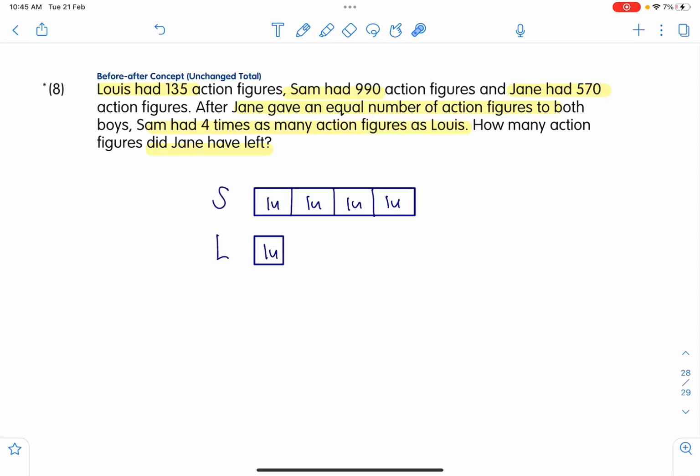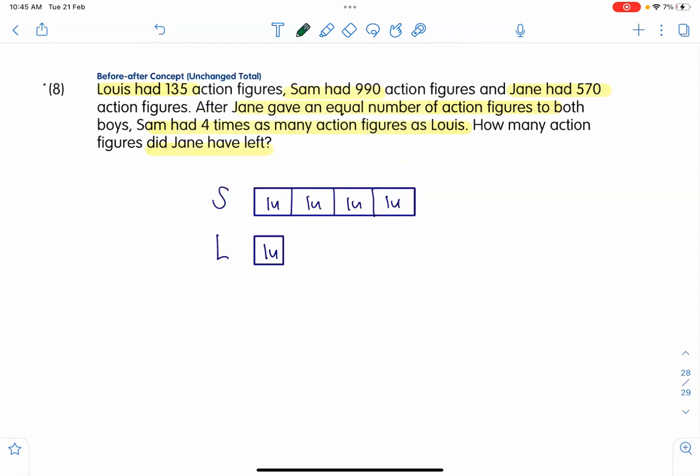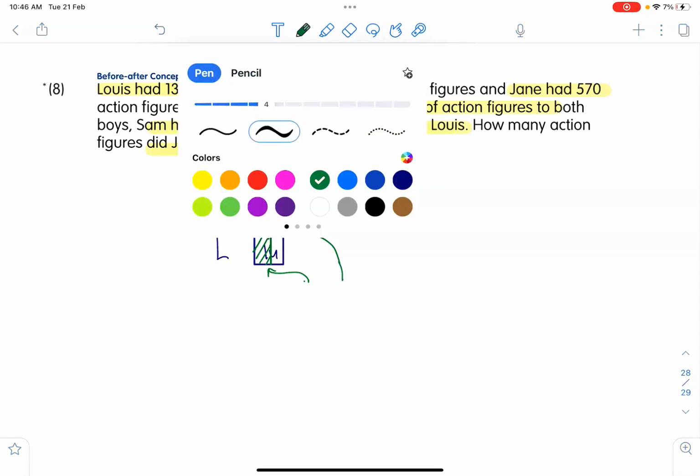So therefore, in both their bars, you actually have to cut a little bit out. Cut a little bit out, and these 2 are of the same size. And notice that this came from Jane. Okay, so this essentially came in from Jane. So now let's draw Jane's bar.